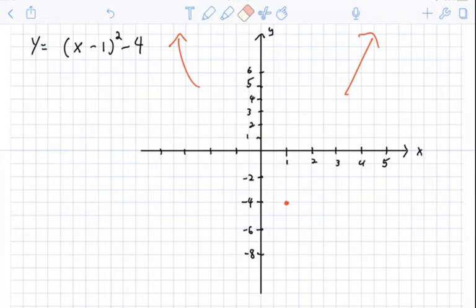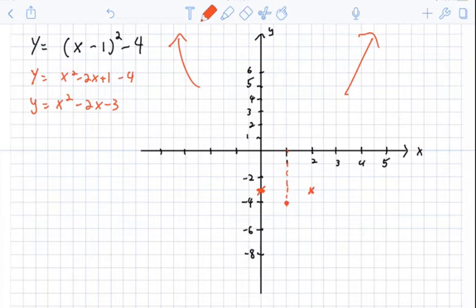Let's figure out where the y-intercept is by expanding it. X squared minus 2x plus 1 minus 4. Y is equal to x squared minus 2x minus 3. So the y-intercept is going to be at minus 3, and because we have our axis of symmetry, you know that there's going to be another point over here. All right, next one.